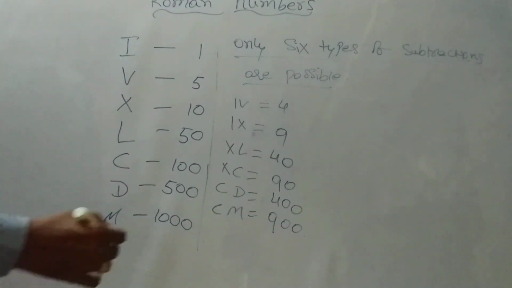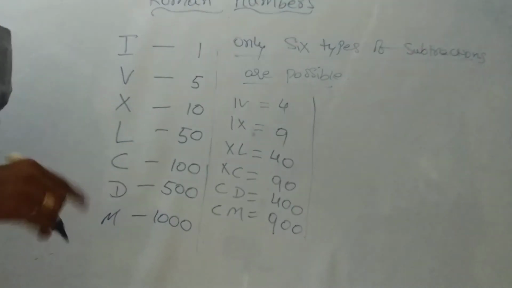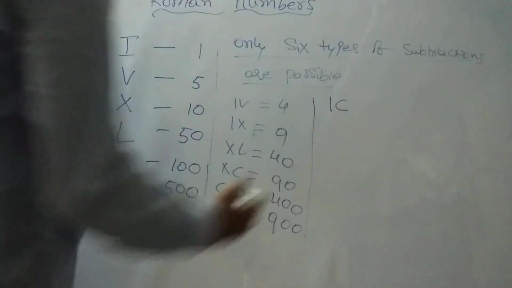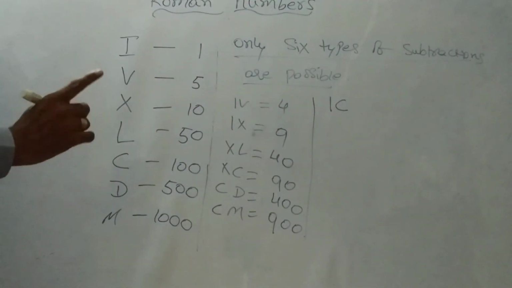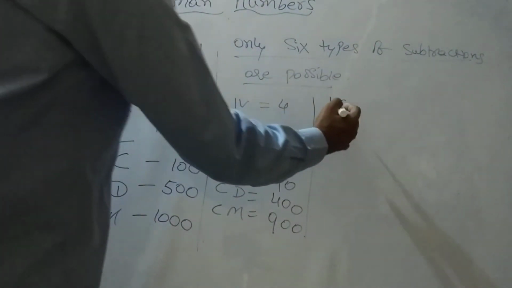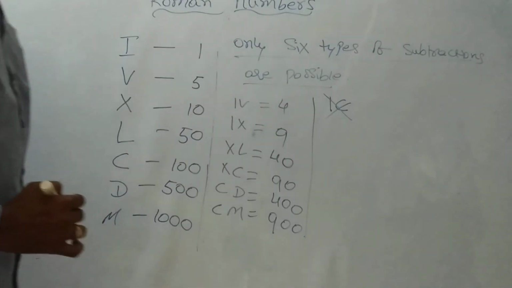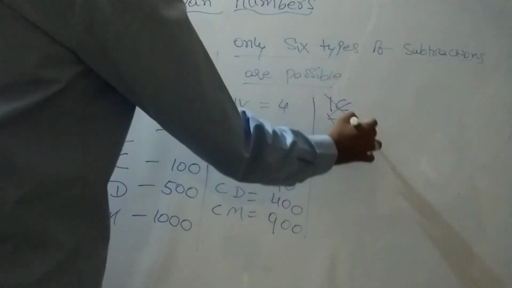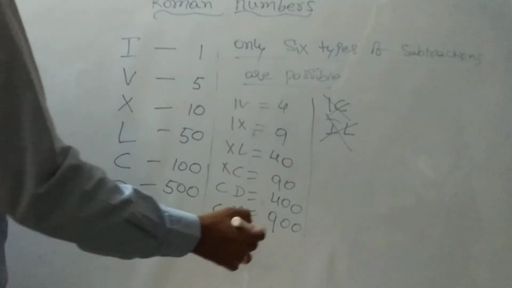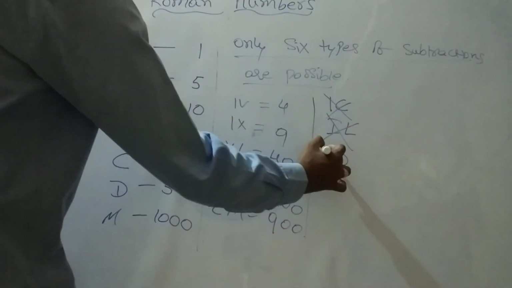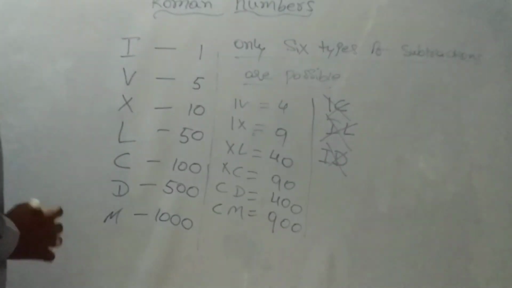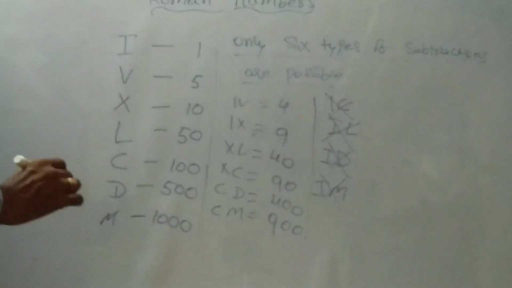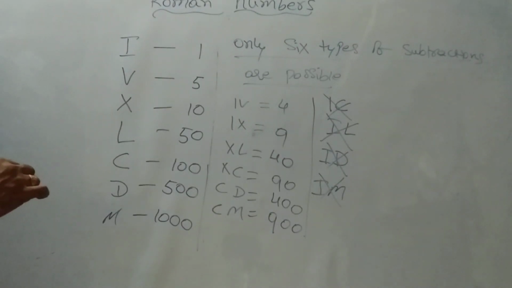Next, I will give some examples which are not possible. C is 100, I is 1, IC is 99. This is not possible. Like this, IL is also not possible. Next, ID is also not possible. Next, IM, also not possible.